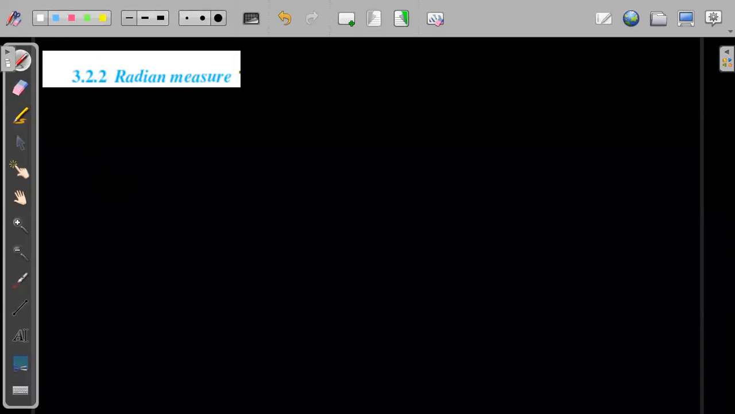Okay. So let's see radian measures right now. Why do we measure angles in radian? There will be a JEE test on Sunday, right? So why do we measure angles in radian?